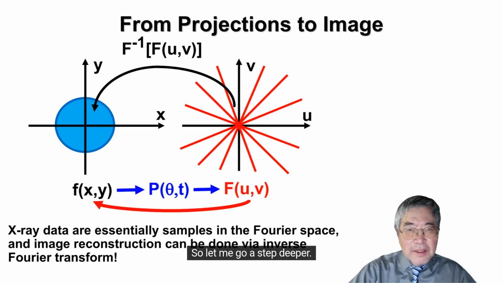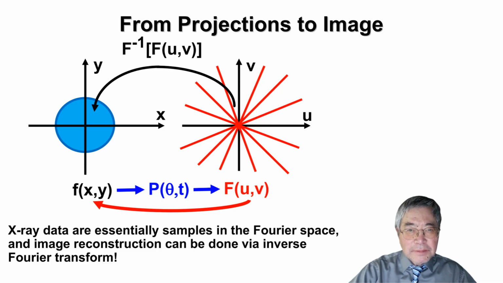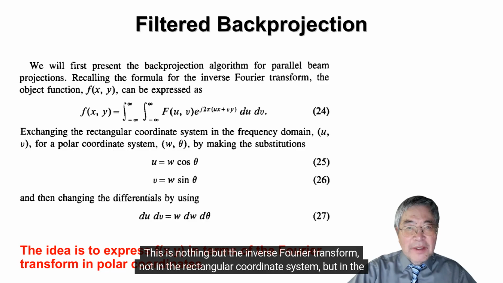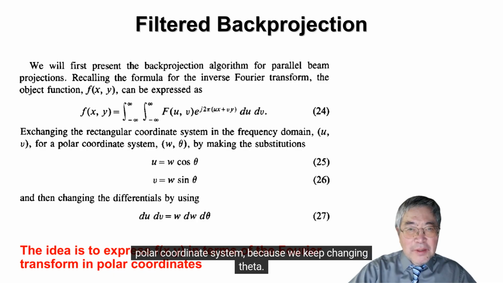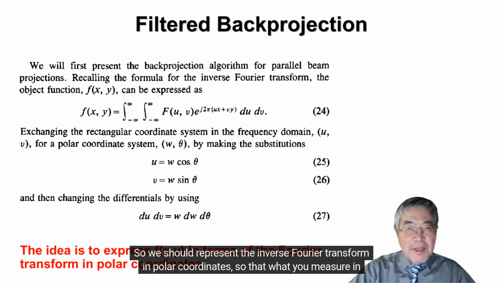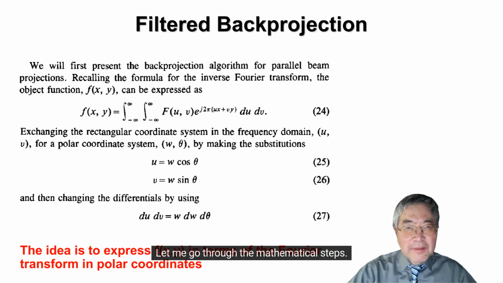Okay, so let me go a step deeper. This is the general idea. First, I explained the general idea, then I explained the Fourier slice theorem a little more specifically. Now let's go even deeper and give a specific algorithm called filtered back projection. This is nothing but the inverse Fourier transform, not in the rectangular coordinate system, but in the polar coordinate system, because we keep changing theta. So we should represent the inverse Fourier transform in polar coordinates, so that what you measure in polar coordinates fits directly into the formula. Let me go through the mathematical steps.